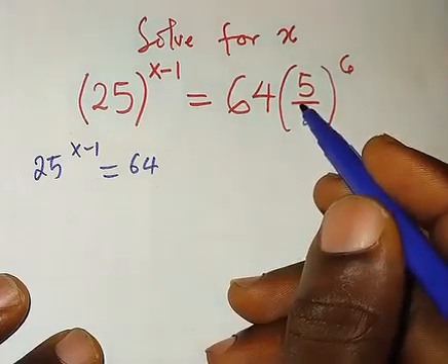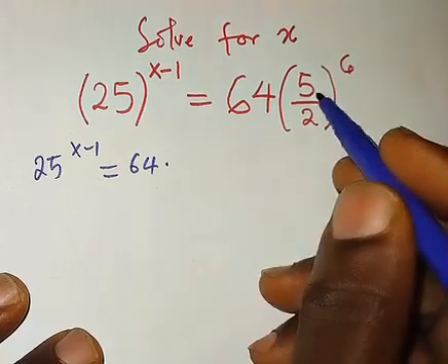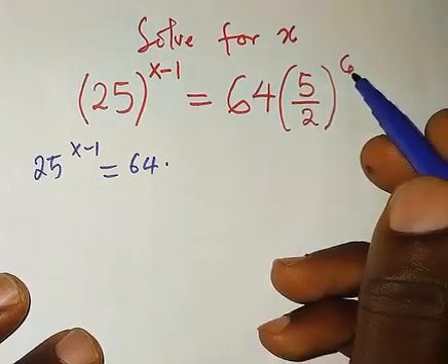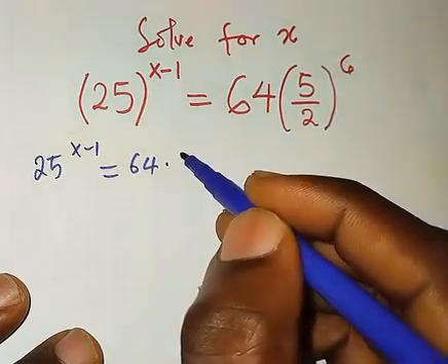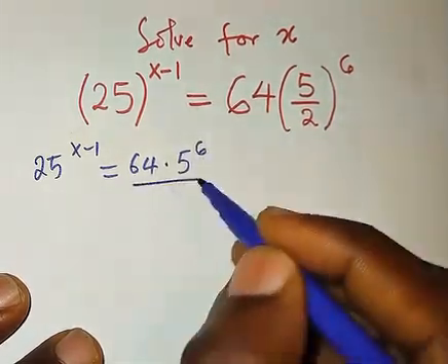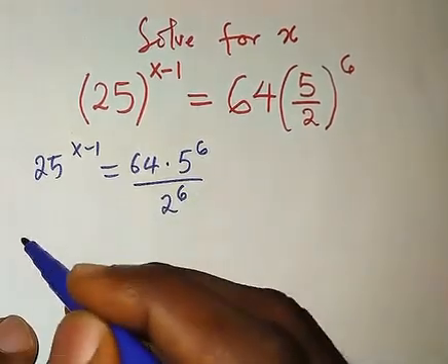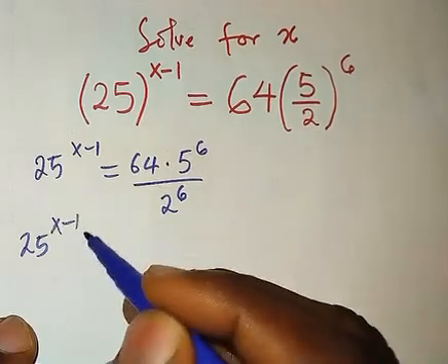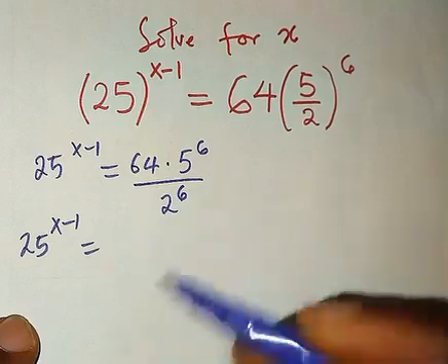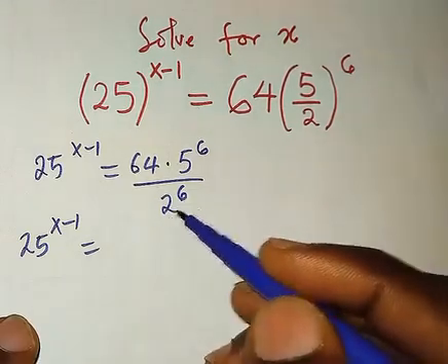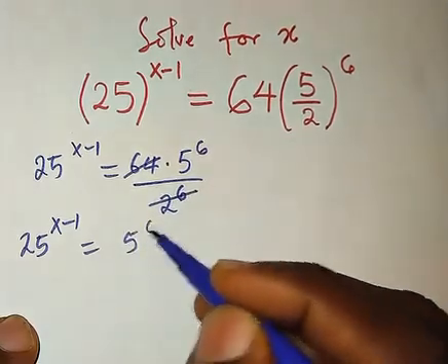Okay, so we have this parenthesis with a power. I try to distribute this power over what I have inside the parentheses. So this is going to be 5 to the power 6, divided by 2 to the power 6. Now from there, the next thing is that we have 25 to the power x minus 1 equals, so now 2 raised to the power 6, when 2 multiplies itself 6 times, is going to give us 64. So we cancel the 64 here, and I have 5 to the power 6.